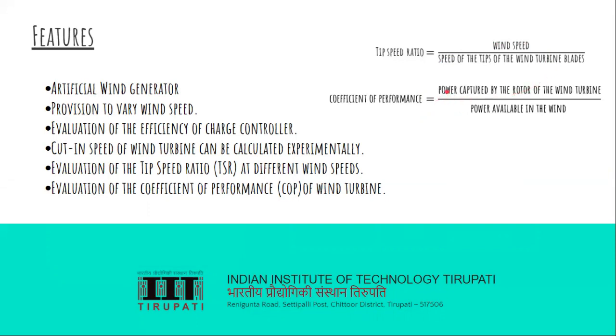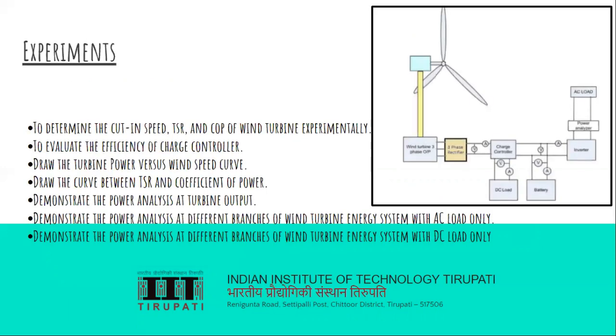It is the ratio of the power captured by the rotor of the wind turbine to the power available in the wind. All these ratios and values are useful at the time of planning any wind power plant. For example, at any location where a wind power plant is to be installed, such parameters are highly useful for analysis. By using this wind energy training system, we have several experiments.